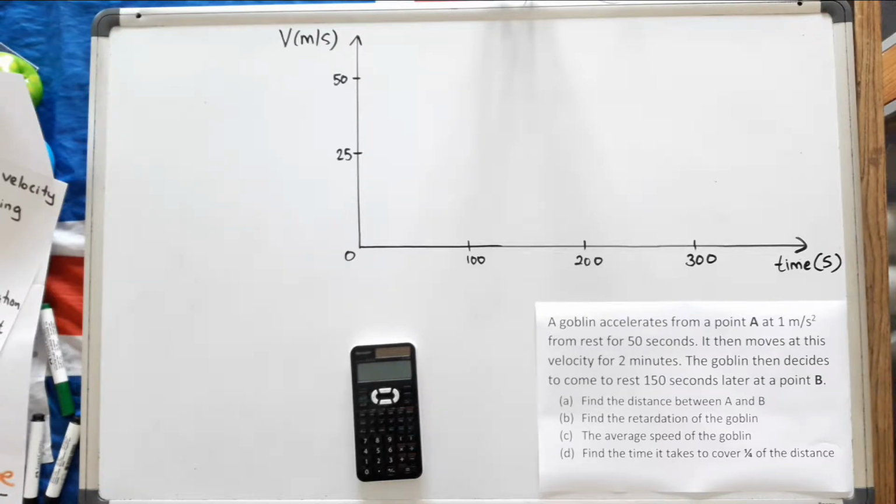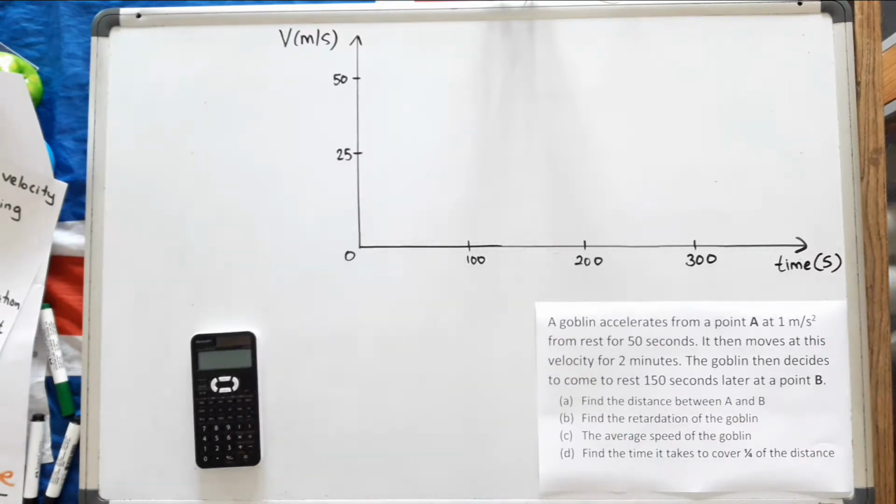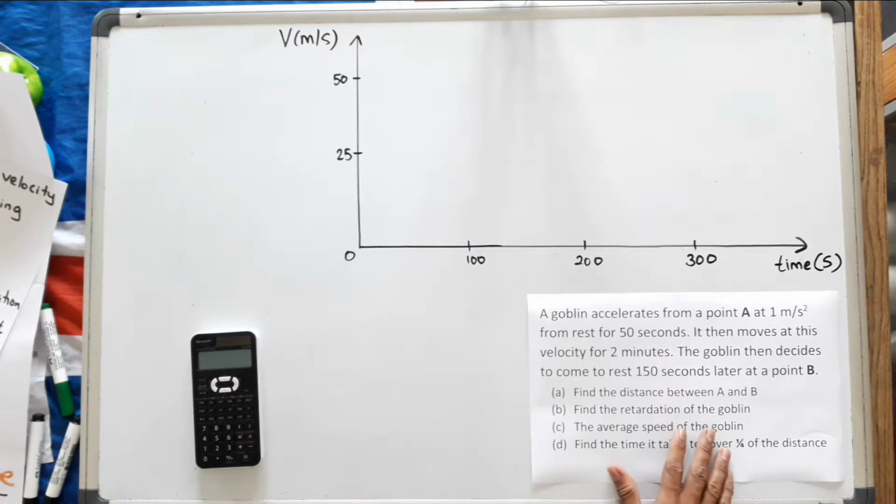We're going to try a past paper type question. All right. Let's go through this question. I already drew up the graph. I personally would never attempt a kinematics question without a graph in front of me. All right. So here's how the question goes.